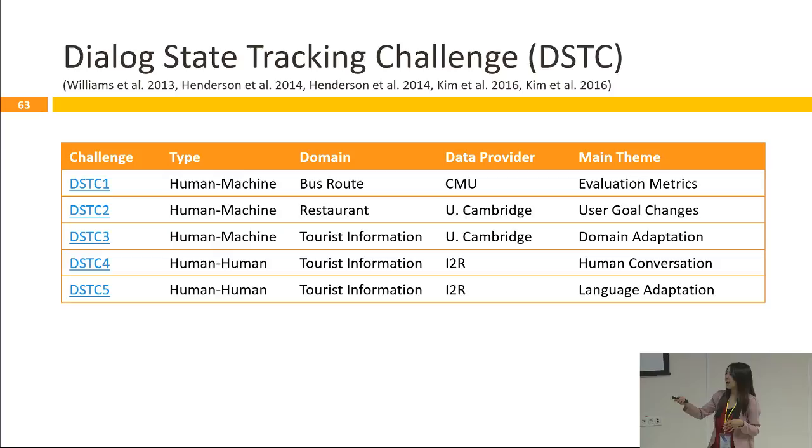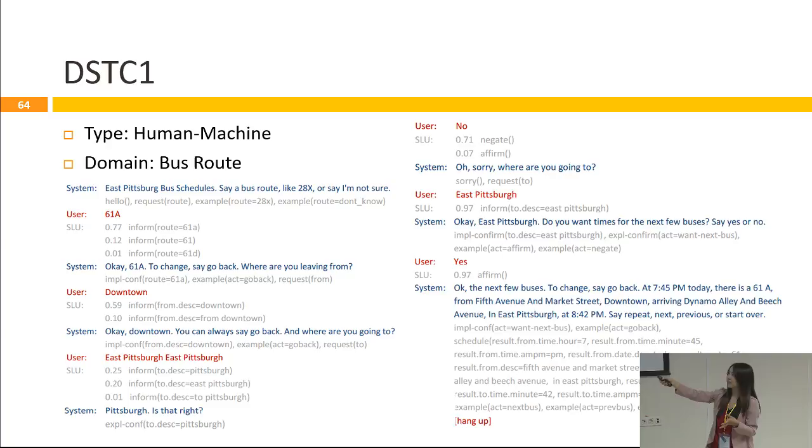Until now, we have had a five-year competition. It's about the dialogue state tracking challenge. They have different types of conversation and different domains. You can see this example, this is the first year. In the first year, we needed to estimate the dialogue state based on speech recognition, like this one about the bus route. But if the user says 61A, it's very difficult to recognize correctly when the speech recognition is not very good, and also in a noisy environment, and they need to estimate this dialogue state in a correct way.